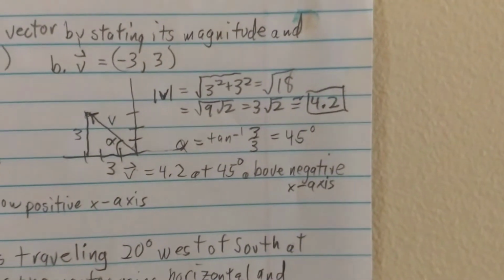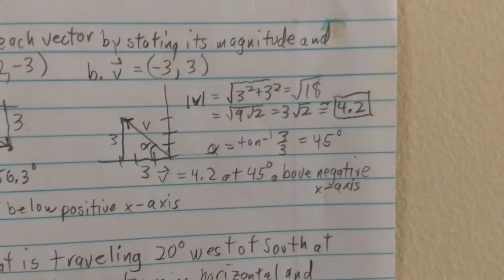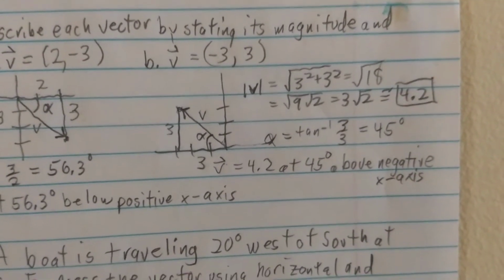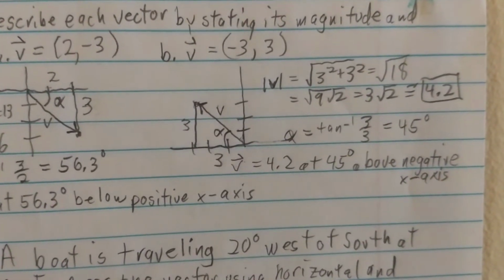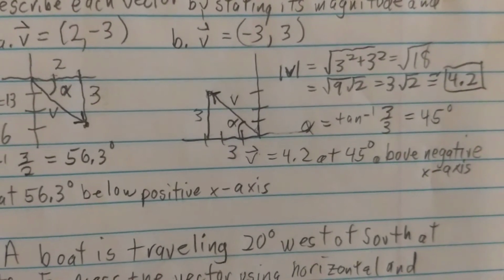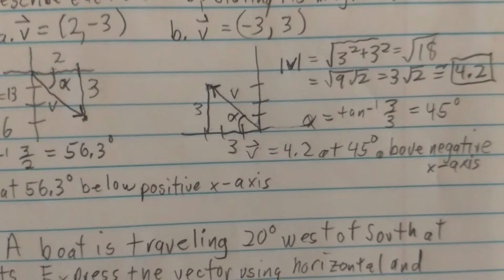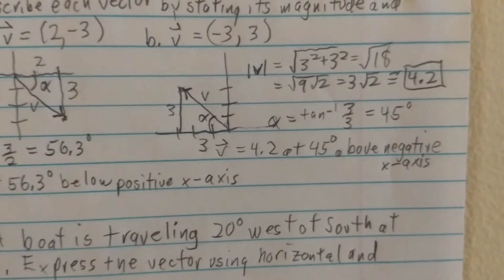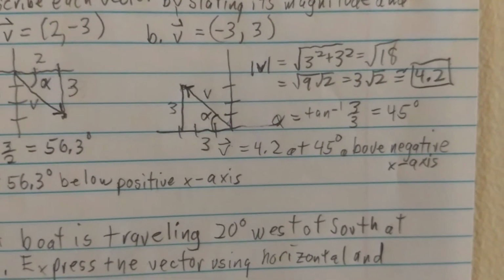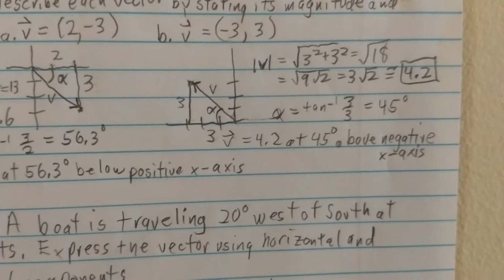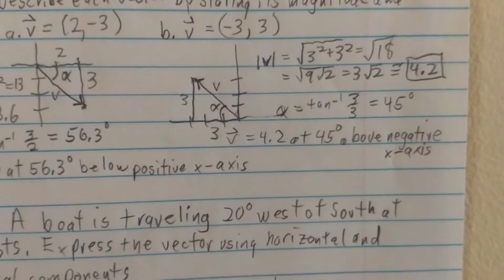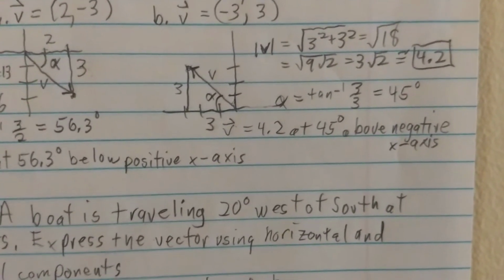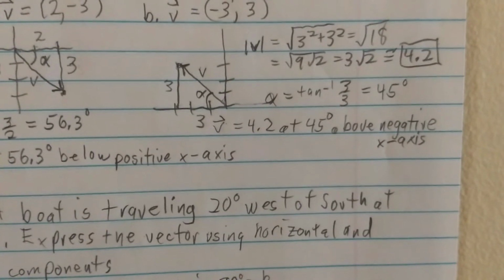Now in part B, let's look at a vector that's negative 3, 3. And we see from the origin we go 3 left and then up 3, and the vector goes from the origin up to the top of the up 3. So again, the magnitude is the square root of 3 squared plus 3 squared, which is the square root of 9 plus 9, or 18, and that's factored out as the square root of 9 times 2, or 3 square roots of 2, which comes out as 4.2 for a magnitude.